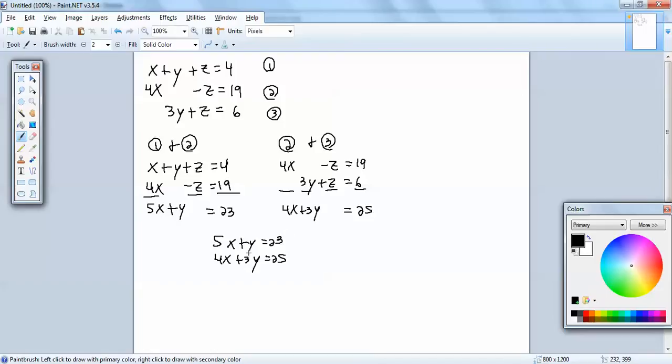Now, if I want to eliminate the y's, I need this to be a negative 3y. So I'm going to multiply the first equation by negative 3. So that gives us negative 15x minus 3y is equal to negative 69. 4x plus 3y is equal to 25. Now if I add those, that gives me negative 11x, negative 3y plus 3y cancels, negative 69 plus 25. Let's see, 69, 25. That gives us negative 44.